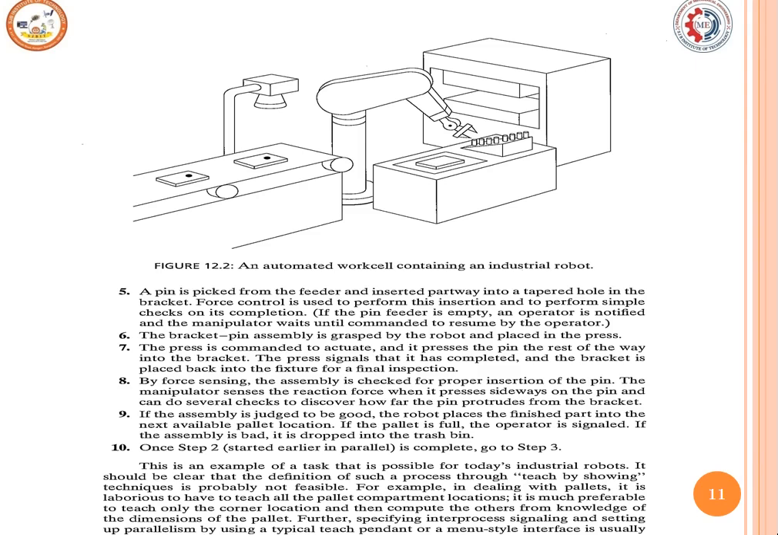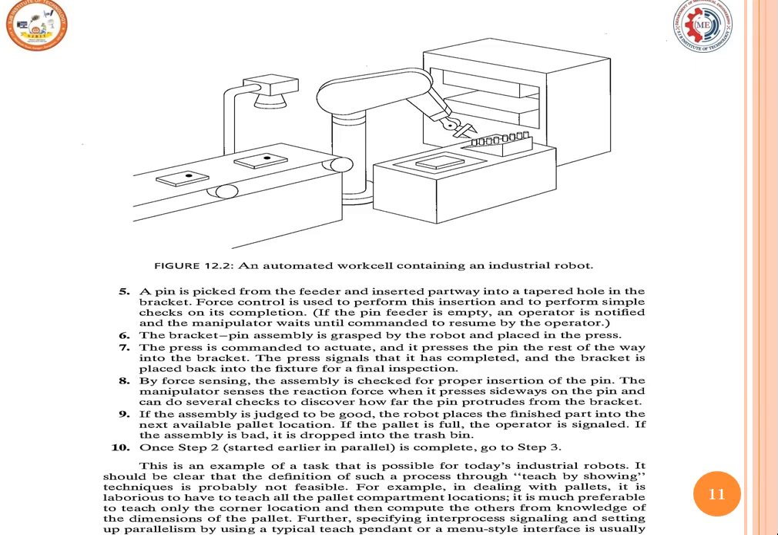A pin is picked from the feeder and inserted along the pathway into the tapered hole of the bracket. Force control is used to perform this insertion and perform simple checks on its completion. The bracket pin assembly is grasped by the robot and placed at the press. The press is commanded to actuate and it presses the pin the rest of the way into the bracket.